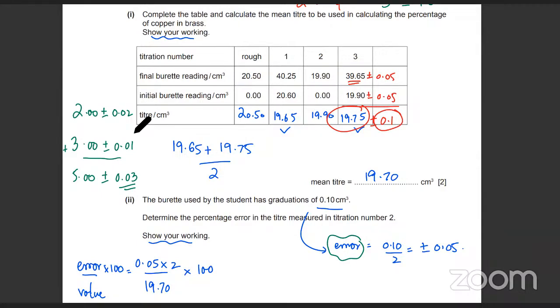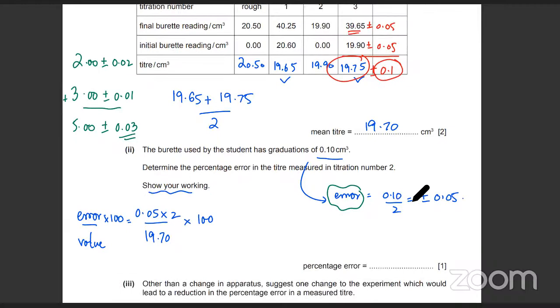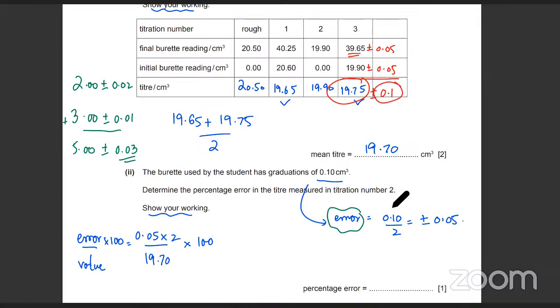Adding or subtracting two values, the errors add up, okay? And what is the error? The error is always the smallest graduation divided by 2. And also remember, when does addition and subtraction happen?